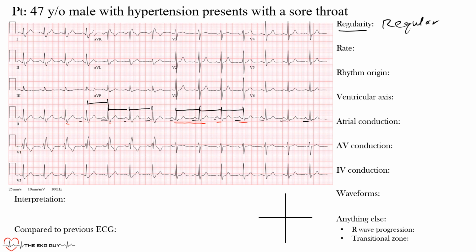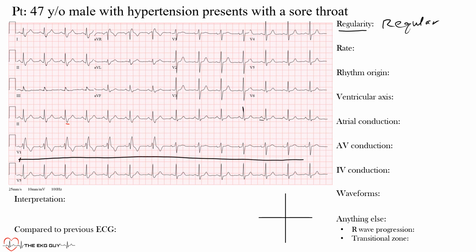Hopefully that makes sense. We find that first because then it gives us a chance to figure out how we're going to find the rate of the rhythm. And that's the next step. There are many ways we can find the rate, but knowing the regularity helps guide which way we can do it. One way that you could do it in both regular and irregular rhythms is by knowing that the beginning to the end of our standard 12-lead EKG, which is shown here, is 10 seconds in duration.